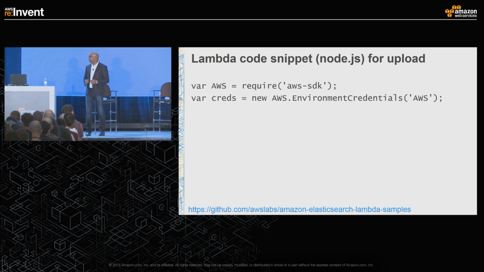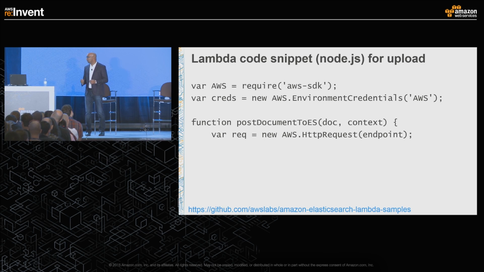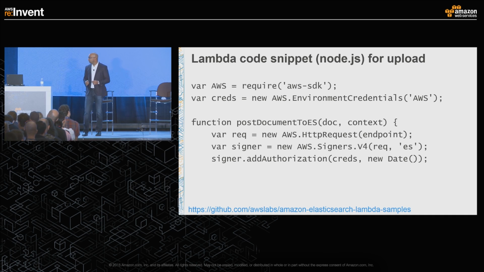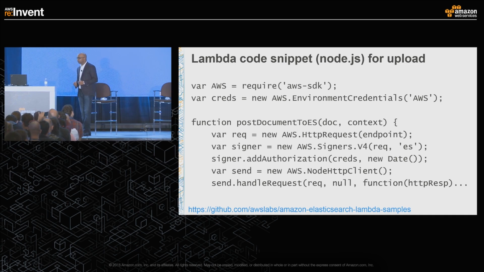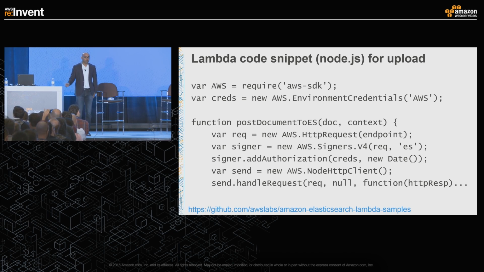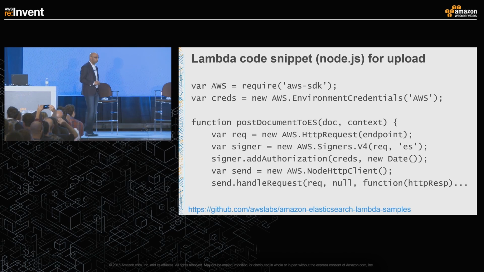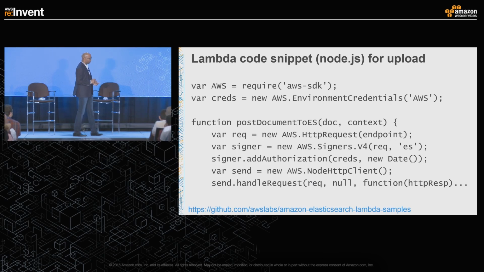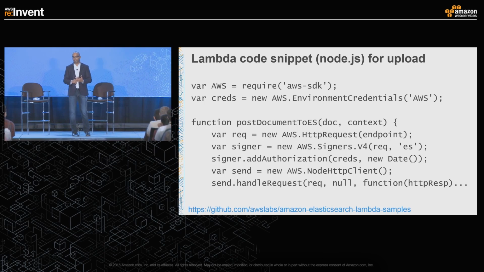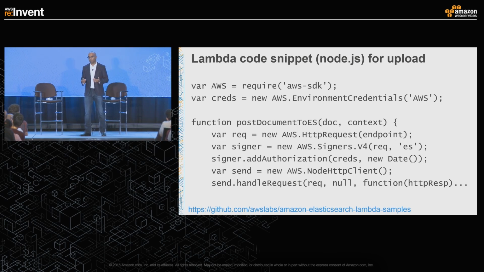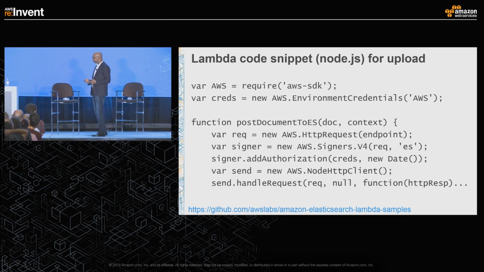A quick look at a sample Lambda function that you can use to set up data into your Amazon Elasticsearch service domain. Again, this is just a node.js snippet. We have a lot of code samples available in GitHub. You can go take a look at it. Similar to the previous one, it does signing automatically for you, and you can do whatever transformation you need to do in this function, and then have it load the data over to Amazon Elasticsearch service.